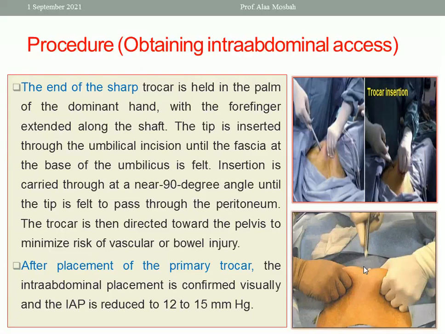After placement of the primary trocar, the intra-abdominal placement is confirmed visually and the intra-abdominal pressure is reduced to 12 to 15. So you remember when I said I raise the pressure first to 20 to 25 to facilitate the insertion of the trocar? After I insert the trocar, I am now inside the abdomen. I reduce the pressure to between 12 to 15 millimeters of mercury.